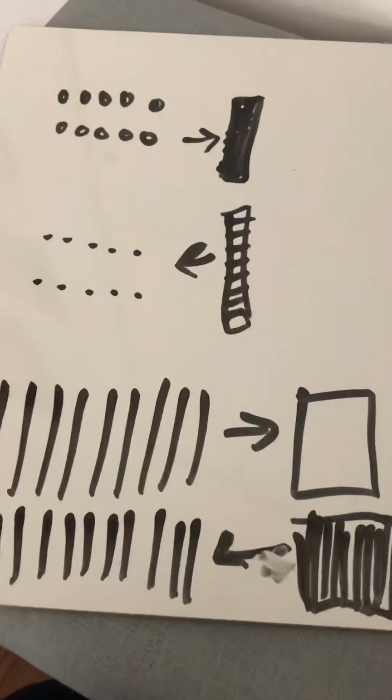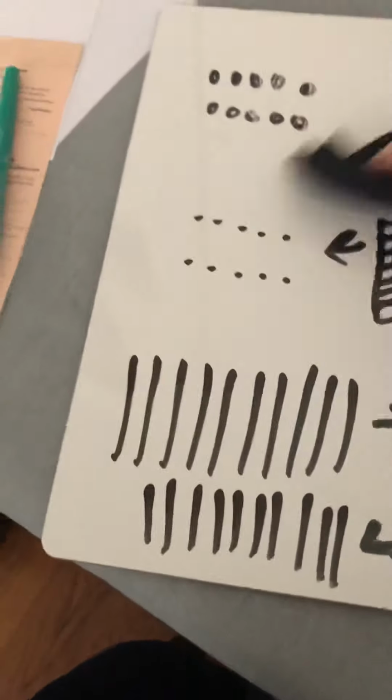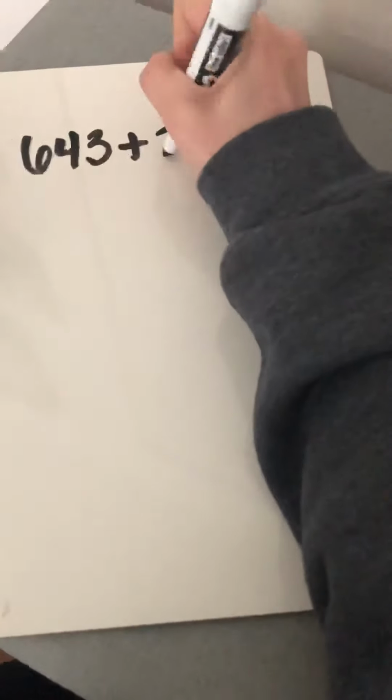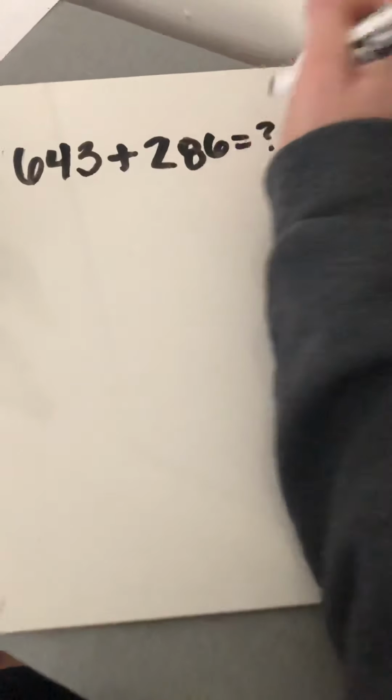All right, we're gonna practice adding, which is when we're going to be putting together our numbers to move place values. All right, let's start with hundreds numbers. So let's do like 643 plus 286. What does it equal?